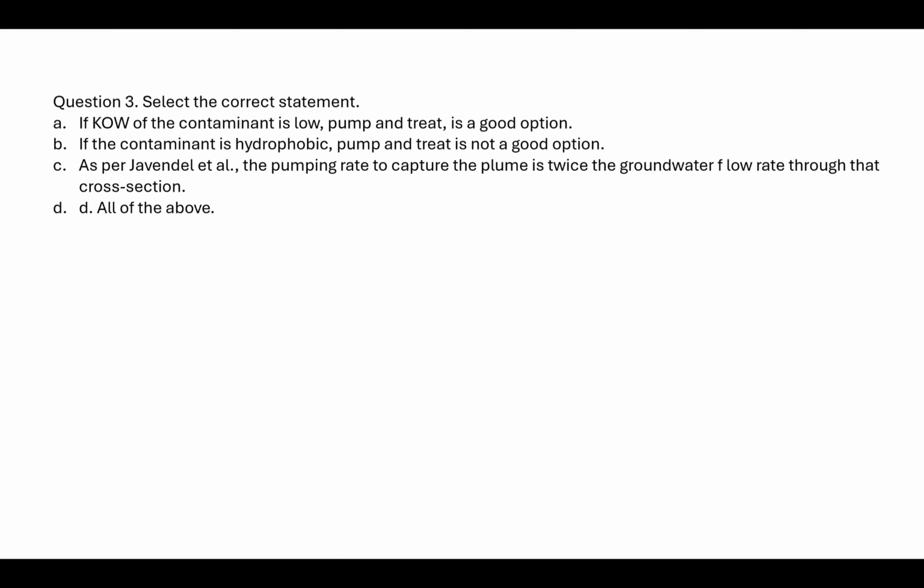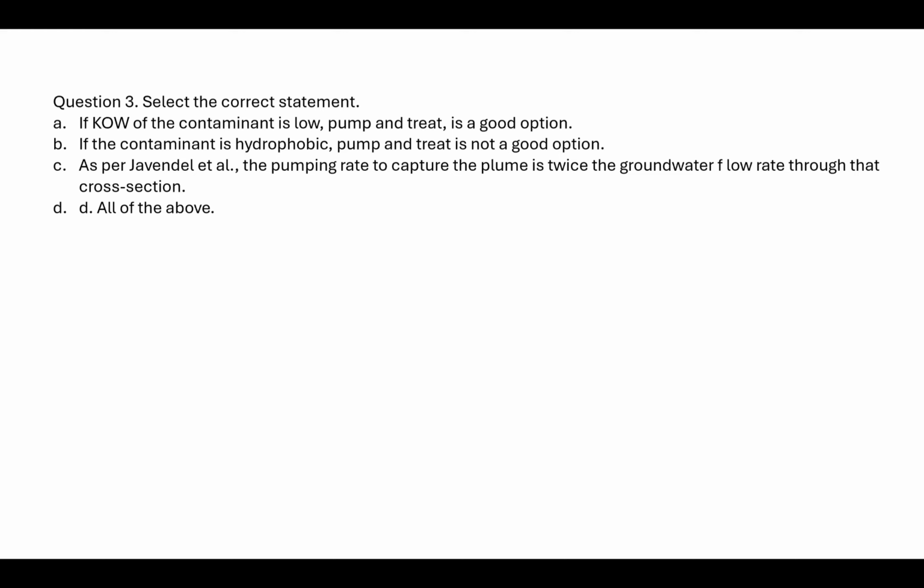Next is, if contaminant is hydrophobic, pump and treat is not a good option. So this is correct because majority of the contaminant will not be present in the water. So it may be present in the sediments or NAPL components present in the aquifer. So pump and treat will not be a good option.